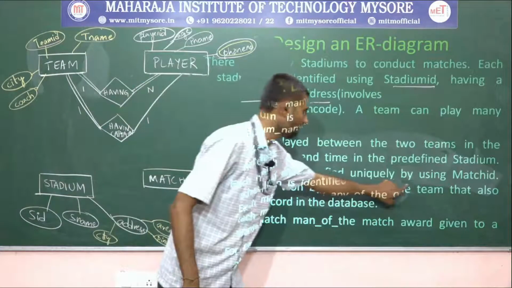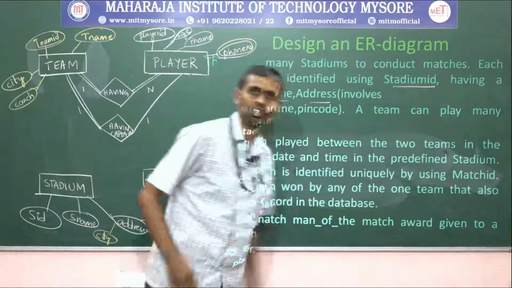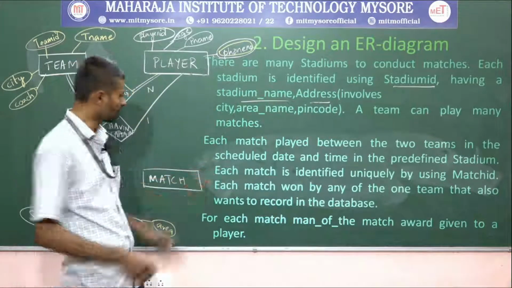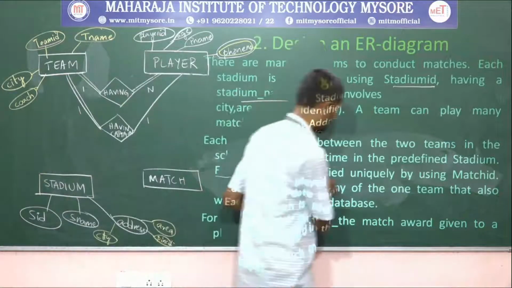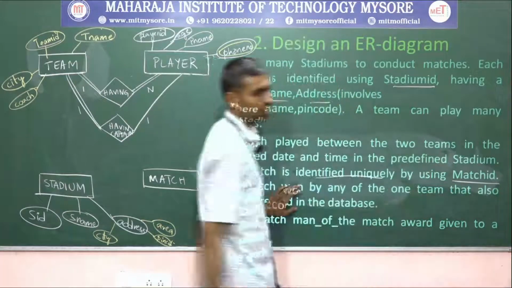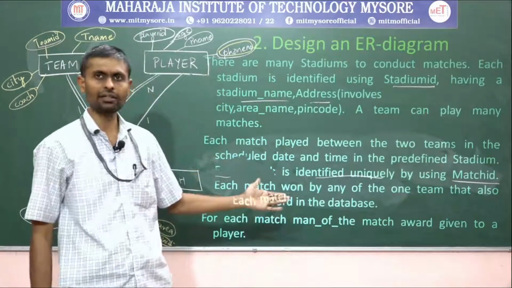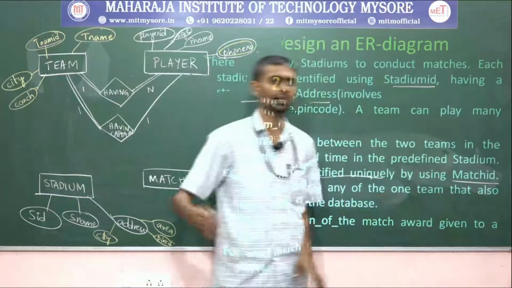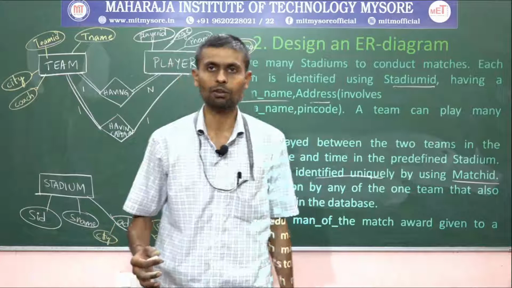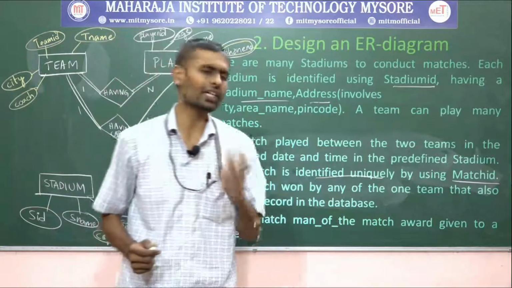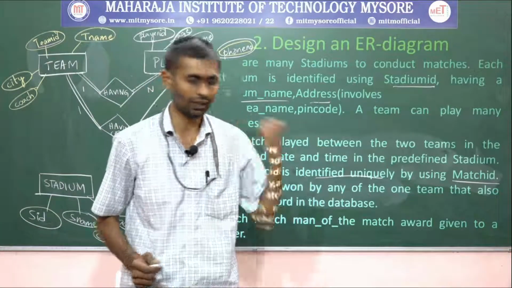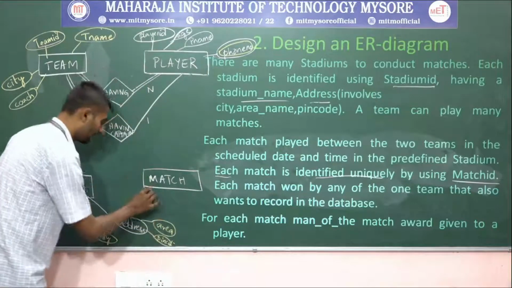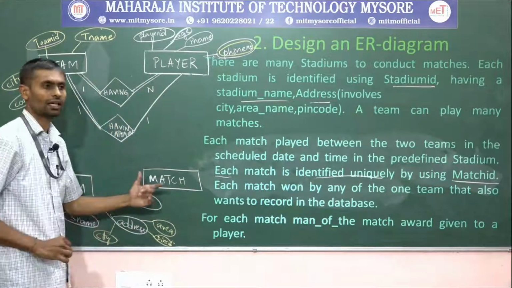Each match is identified uniquely by using match ID. Look at this one. This statement will give a further confirmation that each match is identified uniquely using a match ID. So for that, it's definitely an entity type, and that too a strong entity type, because it has a key attribute in the name of match ID to identify each match uniquely, right? So let me go with identifying the attributes of this match now.